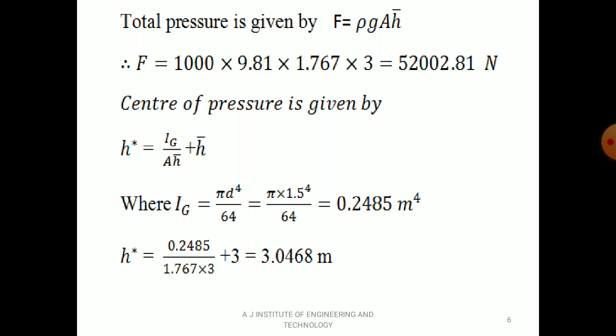Now here for circular plate, Ig, that is moment of inertia about centroid, is equal to pi d to the power 4 divided by 64. So d is 1.5. So just calculate moment of inertia. So that is equal to pi into 1.5 to the power 4 divided by 64. That is equal to 0.2485 meter to the power 4. Now h star equal to 0.2485 divided by 1.767 into 3, plus 3, that is equal to 3.0468 meter. Just by substituting in formula, you are going to get h star equal to 3.0468 meter.